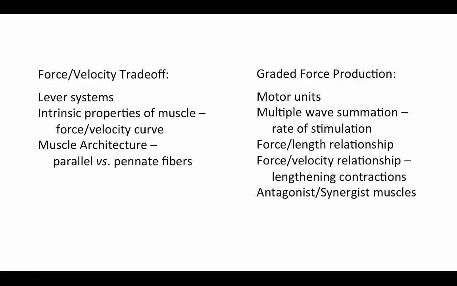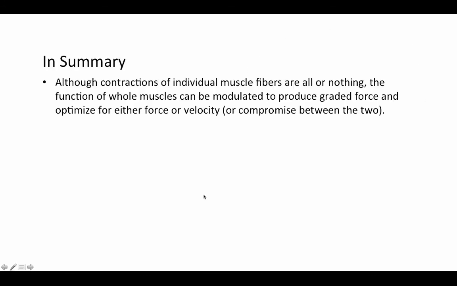We've seen a number of different mechanisms that produce this force-velocity trade-off in muscles, some of them intrinsic properties of muscles, some of them coming about in terms of the way the muscle is put together and attached to the skeleton. We've also seen many ways in which we can control the amount of force that is produced by our muscles. So let's just sum up. Although contractions of individual muscle fibers are all or nothing, the function of whole muscles can be modulated to produce graded force and optimize for either force or velocity, or sometimes a compromise between the two.